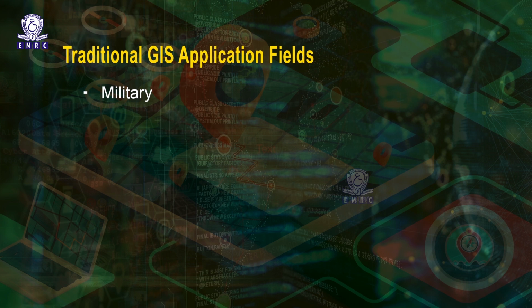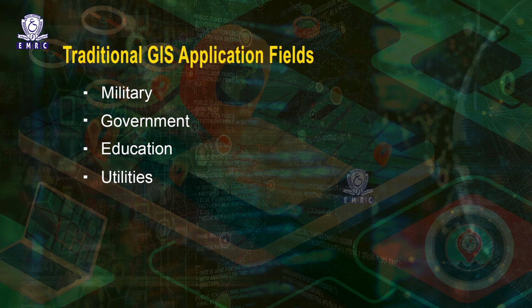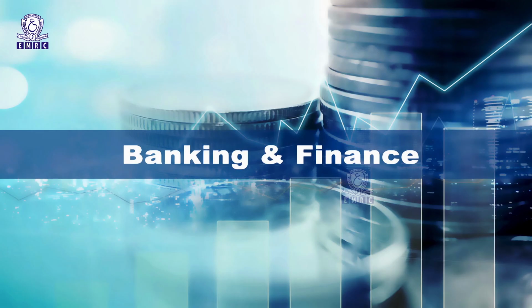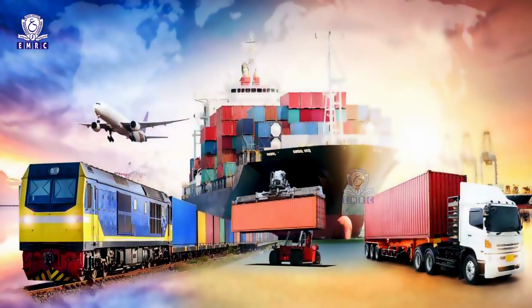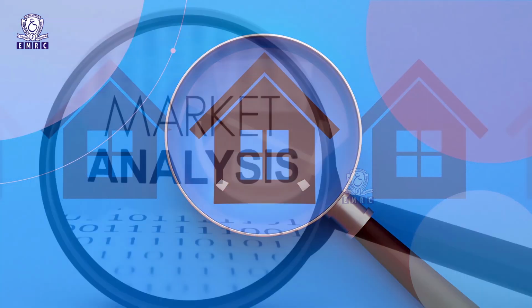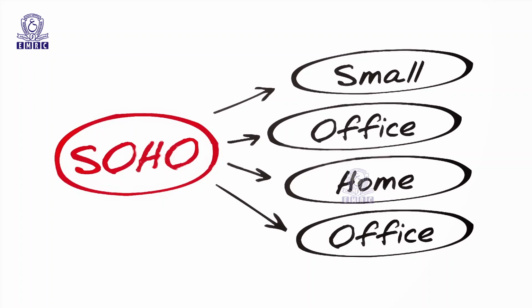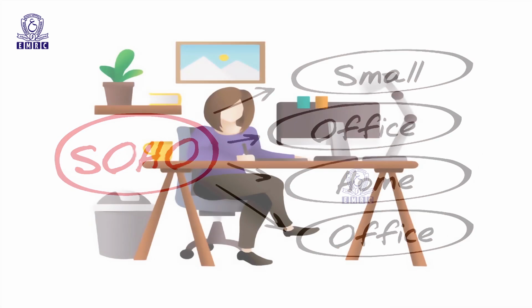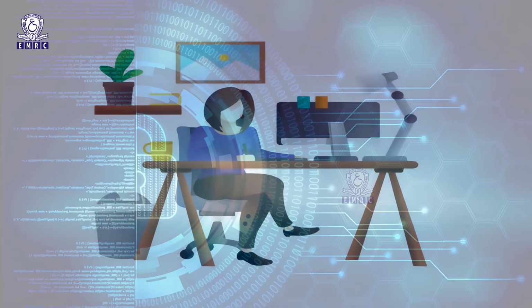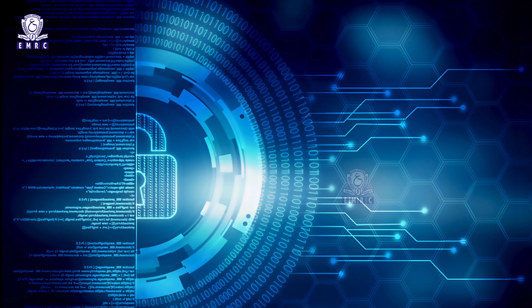The traditional GIS application fields include military, government, education and utilities. The mid-90s saw the wide development of business uses such as banking, financial services, transportation, logistics, real estate and market analysis. The early years of the 21st century are seeing new forward-looking application areas in small office or home office and personal or consumer applications, as well as applications concerned with security, intelligence and counter-terrorism measures.